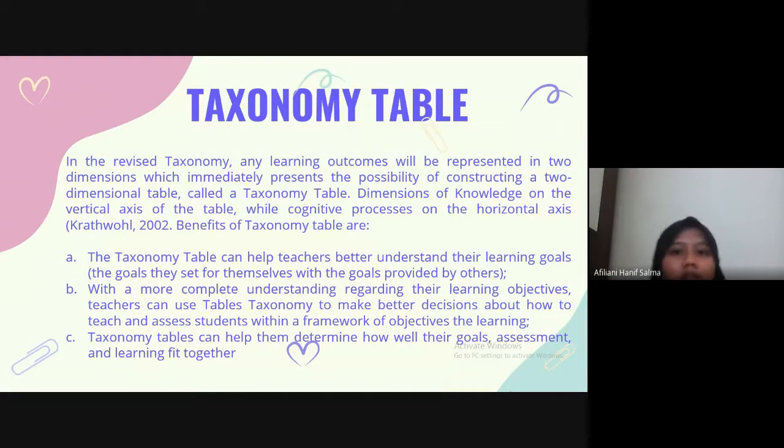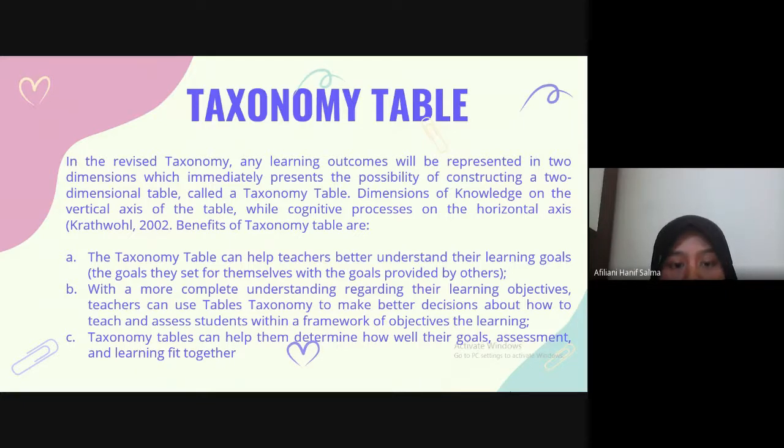So next is about the taxonomy table. In the revised taxonomy, any learning outcome will be represented in two dimensions, which immediately presents the possibility of constructing a new table called a taxonomy table. The dimension of knowledge is on the vertical axis of the table, while the cognitive process is on the horizontal axis.